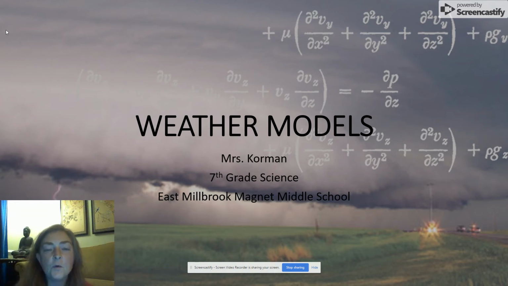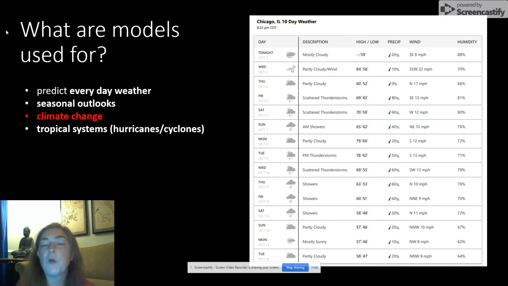Hi guys. So I'm here to talk to you about weather models and how they are made, and perhaps more importantly, what we use them for. So models are used to predict everyday weather. This is where your forecast comes from. We get seasonal outlooks, like is this season going to be particularly dry or wet? We can get some information about climate change, some evidence about climate change.